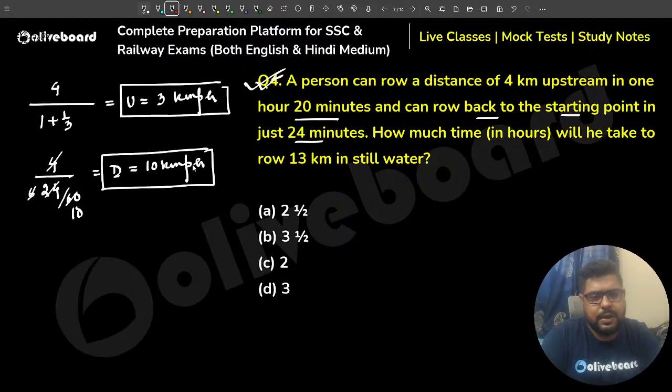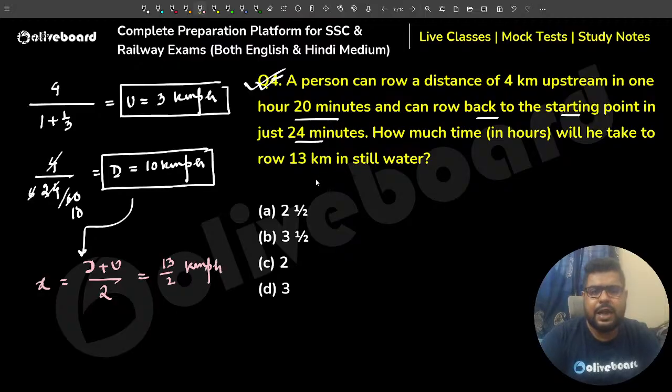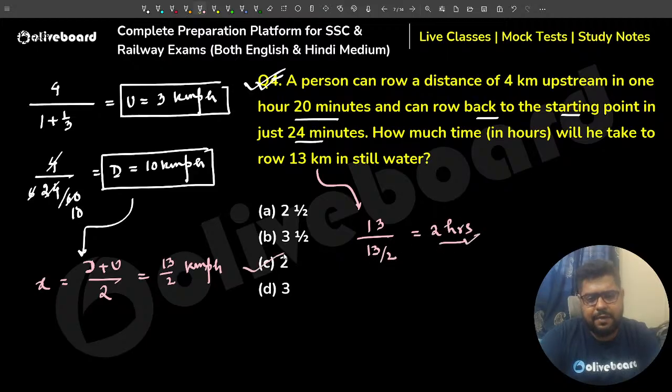Simple. Still water speed, or the value of x, how to get? Sir, x is always the average of D and U. So this is 13 over 2 kilometers per hour. So they are asking 13 kilometers in still water. So distance by speed, you will get 2 hours as your correct answer. Very simple stuff once again. Nothing very difficult about this.